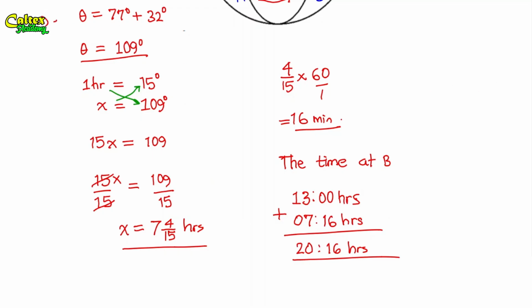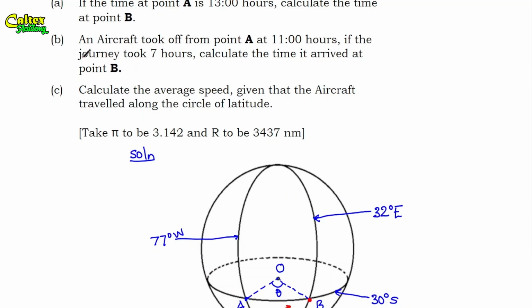Now let's look at part B of the question. Part B says an aircraft took off from point A at 11 hours. If the journey took 7 hours, calculate the time it arrived at point B. Now simply we need to add this time, 7 hours, to our time at A.